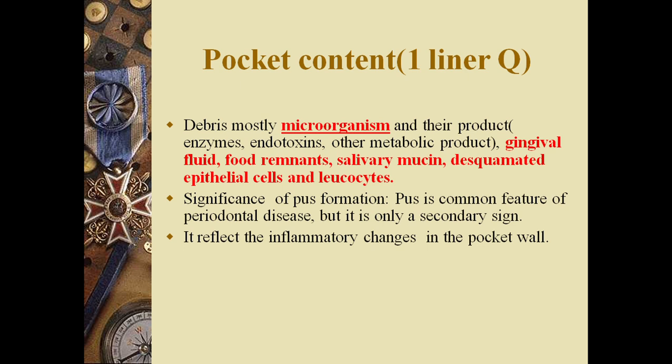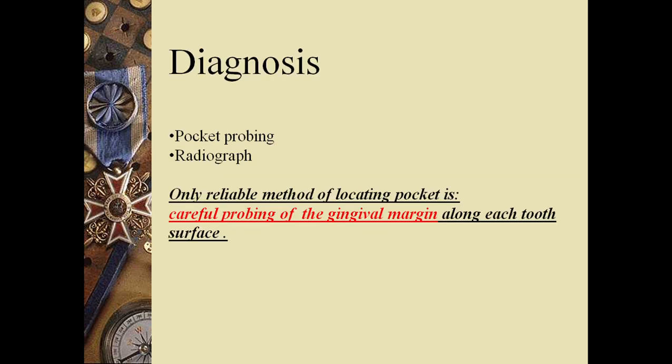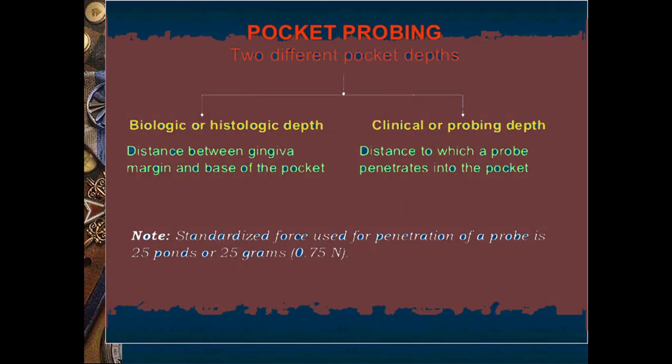Significance of pus formation. Pus is a common feature of periodontal disease, but it's only a secondary sign. It reflects the inflammatory changes going on in the pocket wall. Diagnosis by proper probing and radiograph. The only reliable method of locating a pocket is careful probing of the gingival margin along each tooth surface.